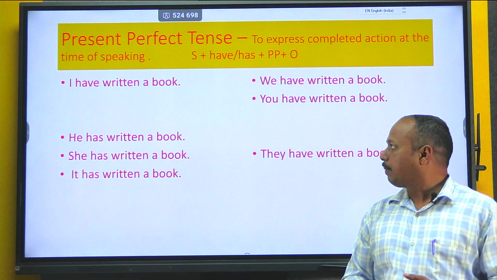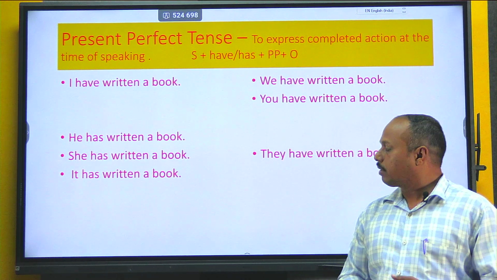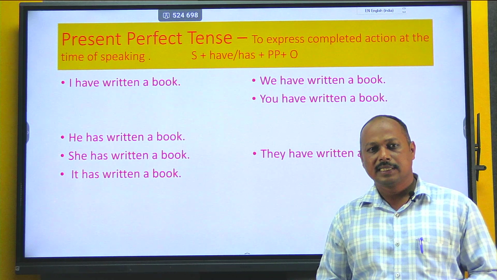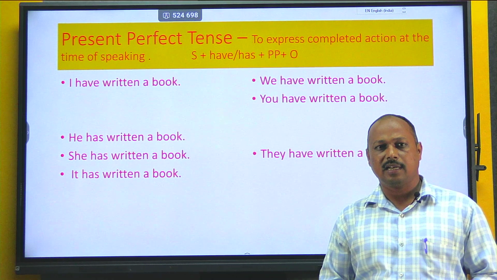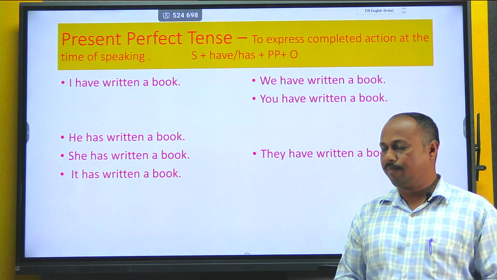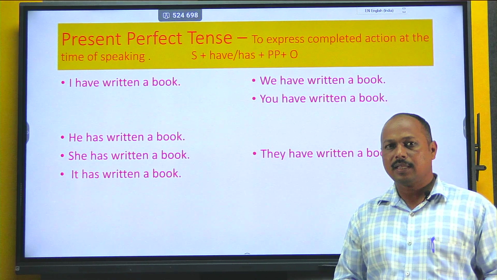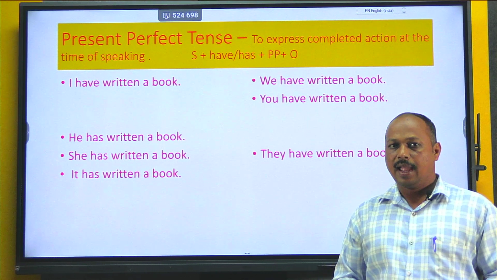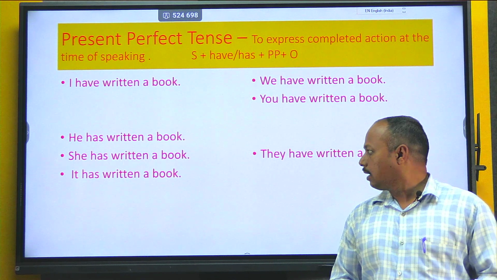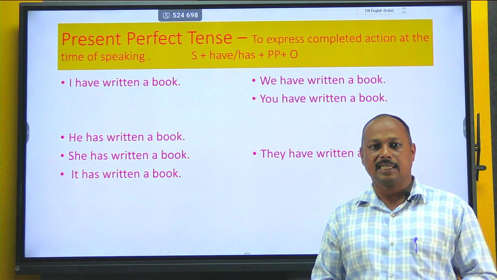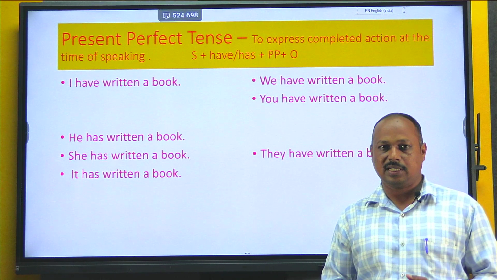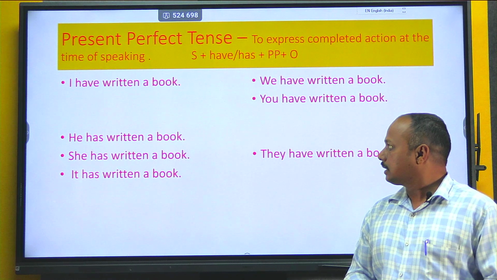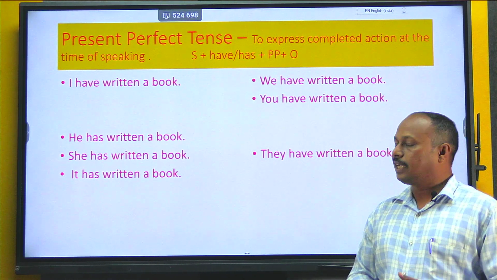Here is an example. I have written a book, we have written a book, you have written a book. Then he has written a book, she has written a book, it has written a book and they have written a book. We can see that after I, we, you and they we use the auxiliary have, and after he, she, it we use has, according to the structure of present perfect tense. Therefore we can see several examples of present perfect tense.